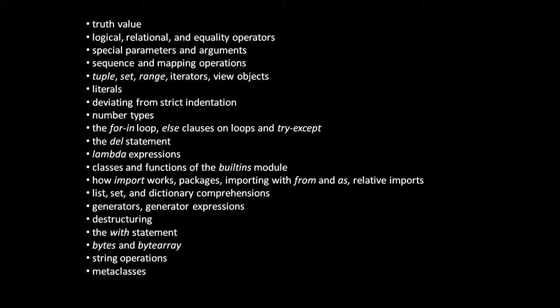We need to talk about number types because there's actually more than one number type. It's not like in JavaScript where you just have one type of number. There's actually a separate type for integers and floating point values. And then Python has a few additional handy constructs for doing control flow, such as the for loop, and a few other things can have else clauses on them.